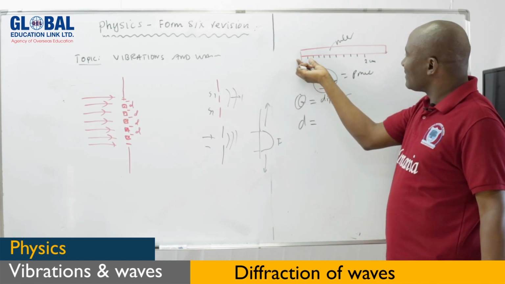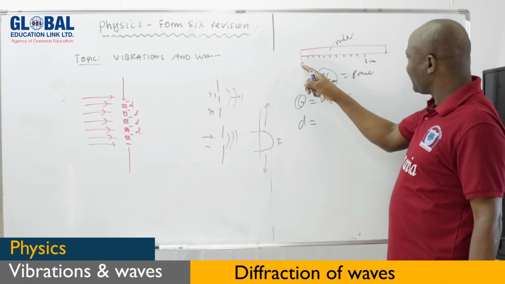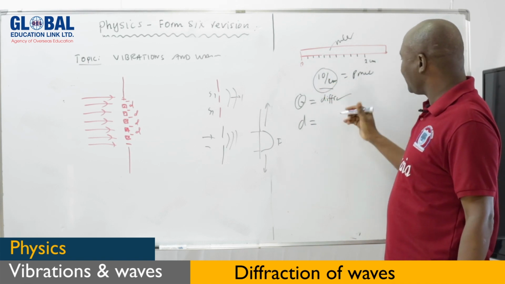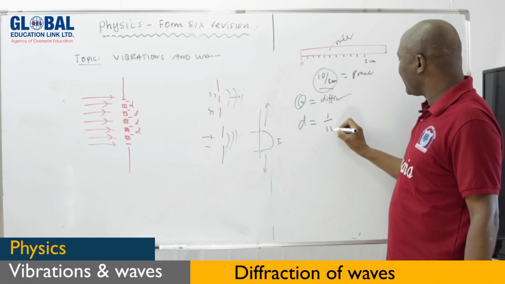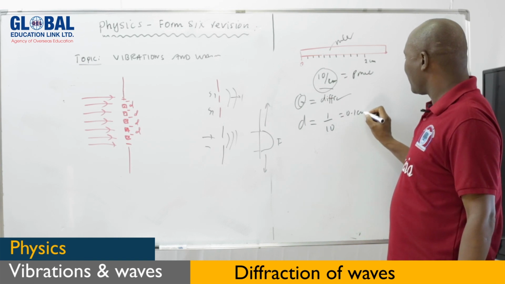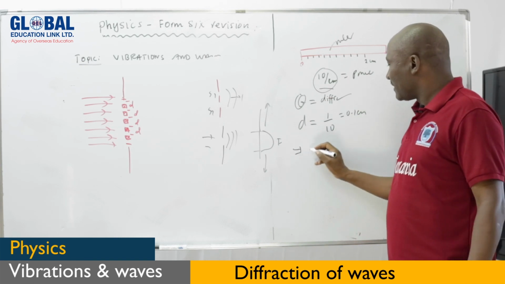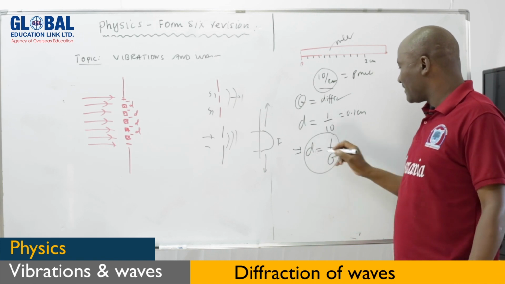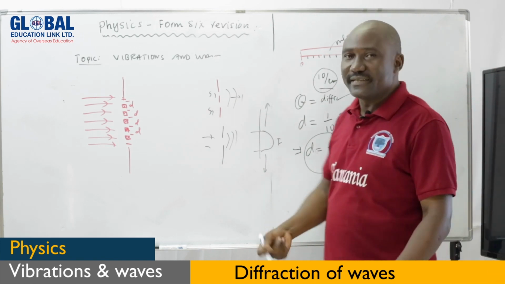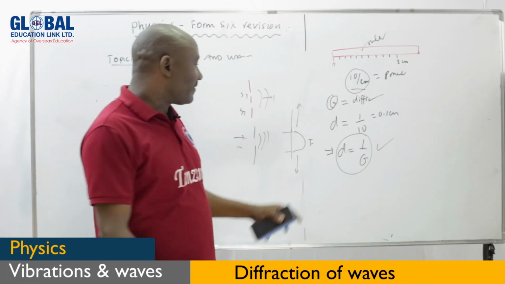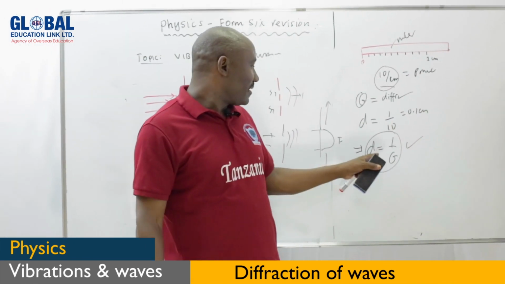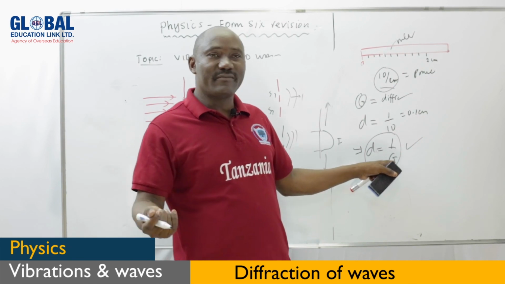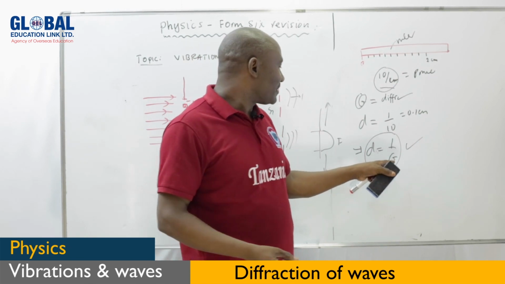What is the length of this? So you know, if you take 1 divided by 10, it gets 0.1 centimeter. So in other words, the reciprocal of the power of the device gives the diffraction spacing. That's a very important formula. You should know it.